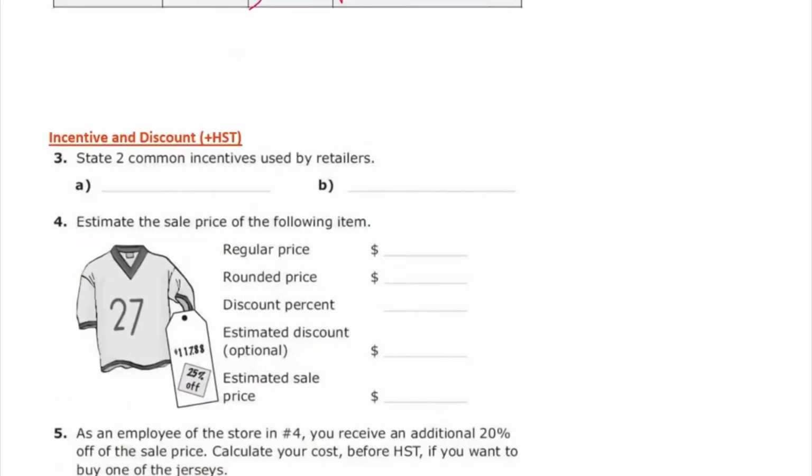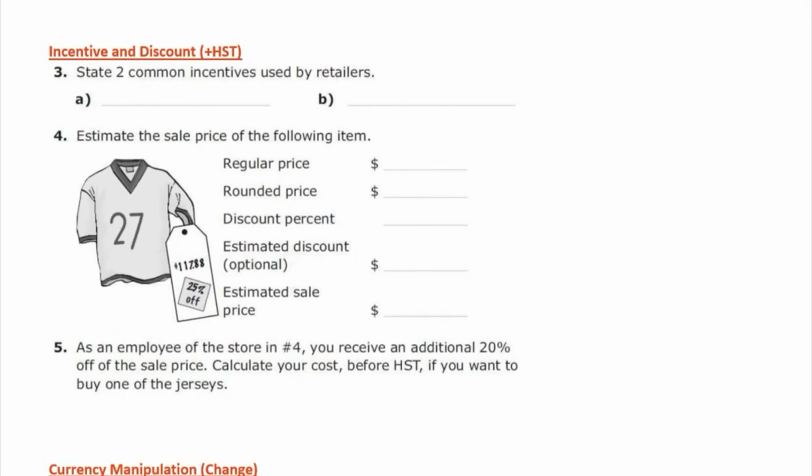Now when we include discount, which is where the seller is actually introducing appealing prices for a customer to buy a specific item, then we're going to dive into more compounded questions. Like for example here for number 3, it says give 2 common incentives used by regular retailers. One of course is discount, which I'm going to spell properly.